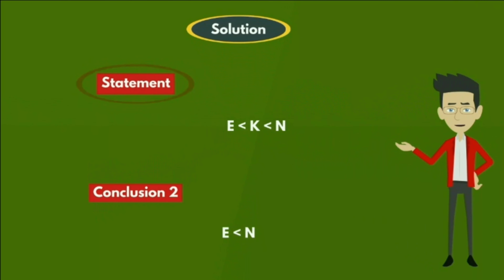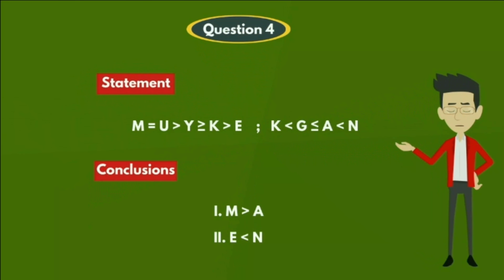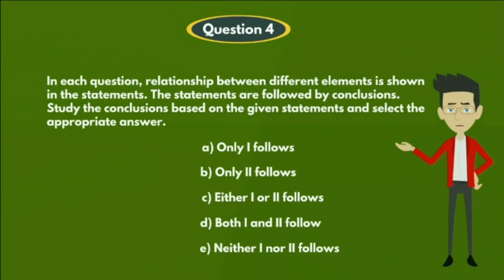But in the conclusion they are asking the relation E to N. So we can write this E less than N. So conclusion 2 is true. So here conclusion 1 is false and conclusion 2 is true. So the answer is option B. Only 2 follows.